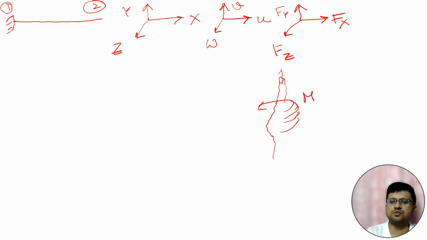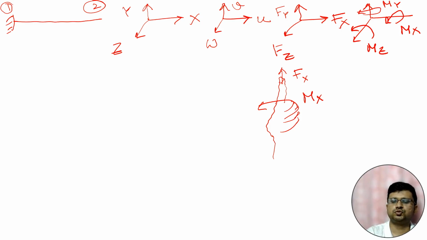So if this is the direction of force Fx, then this will be the direction of moment Mx. This is the direction of Fx. If we put our right hand, then this will be the direction of Mx. This will be the direction of My, and this will be the direction of Mz. So always we determine the direction of moment based on the right hand thumb rule.